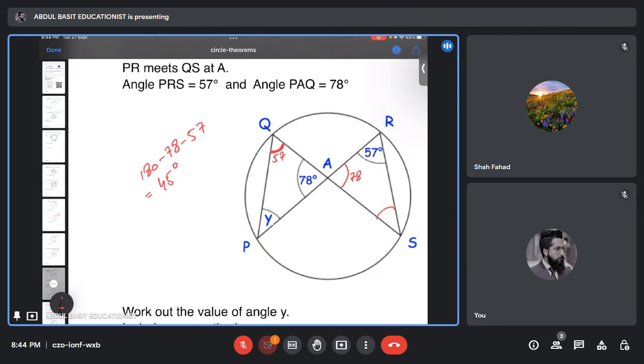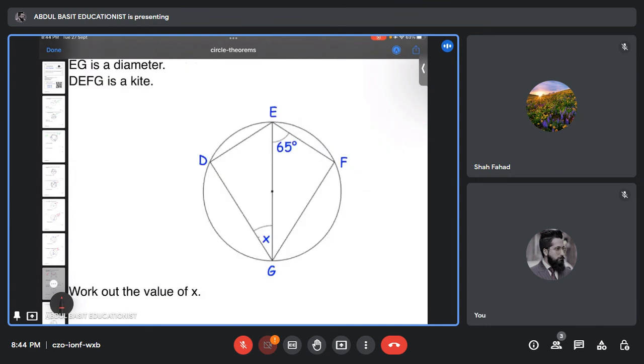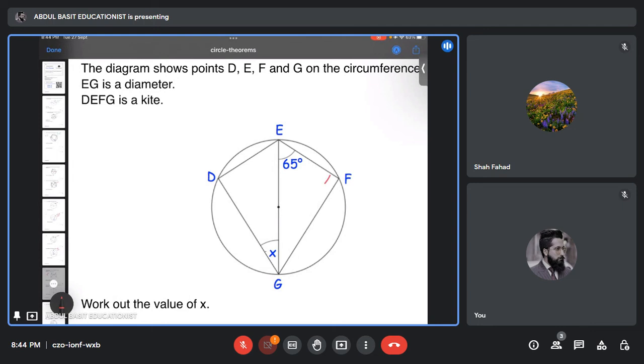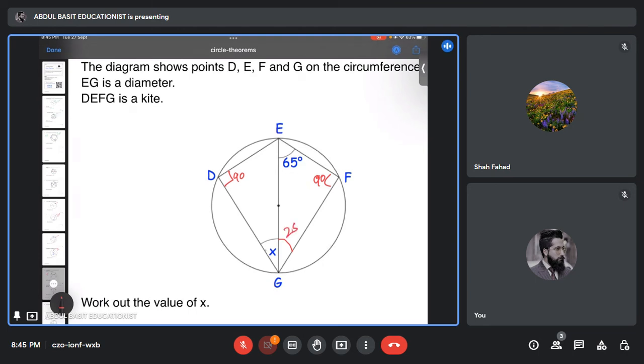Okay, moving forward. Look at the question, please. E to G is a diameter. We can see that because this center point is on the diameter. So it means that this is 90, and that is also 90. Now we know that this is 65. So this angle would be what? 180 minus 90 minus 65 is what? It is 25 degrees.